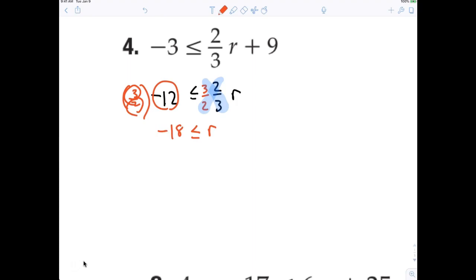Now, of course, we don't leave it like that. We're going to write it as r is greater than or equal to negative 18.